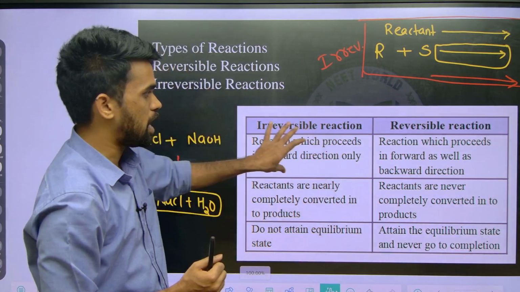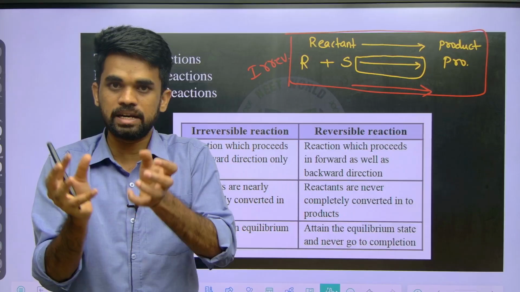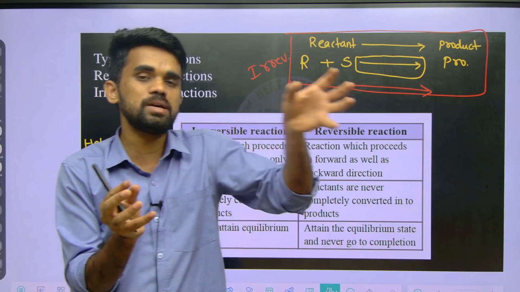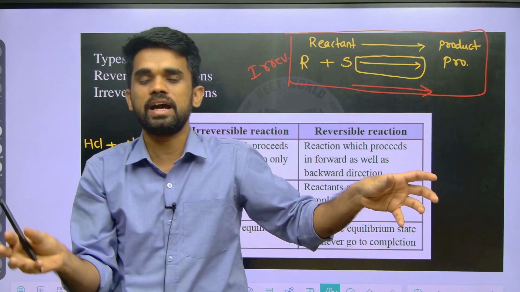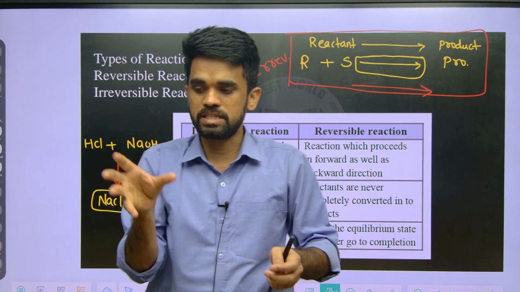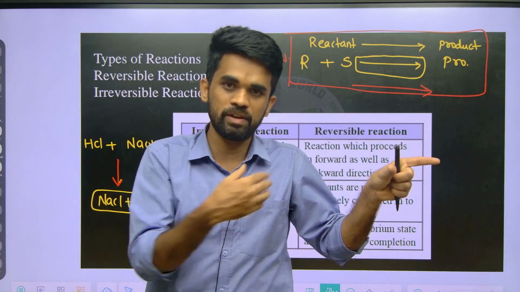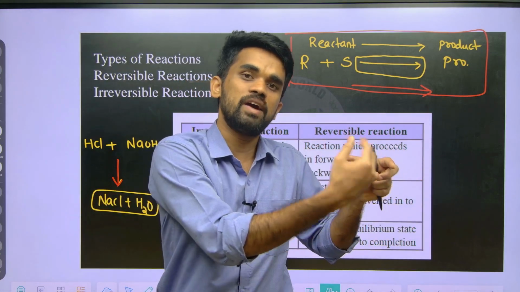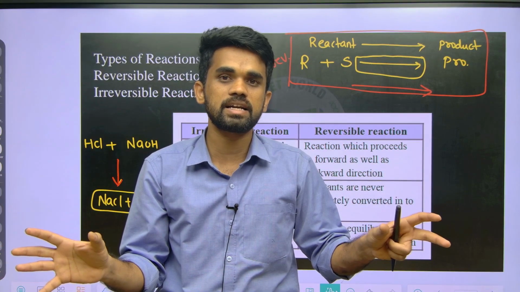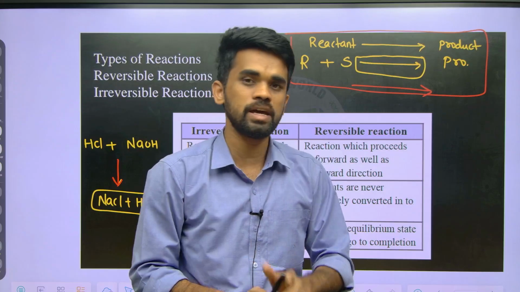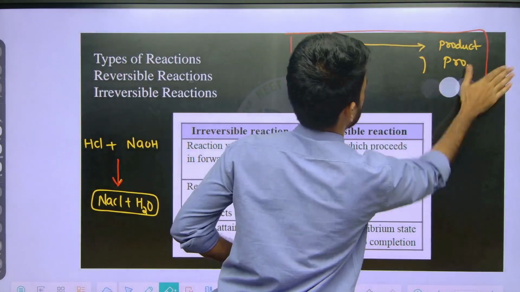Now there are some reactions where first the starting materials, the reactants, combine and form some product. Then that product recombines and comes back to the reactants. So first the reactants combine and form the product, and the product that is formed combines again and gives you the starting material back. Those kinds of reactions are considered reversible reactions. Let us discuss reversible reactions also with some basic examples.